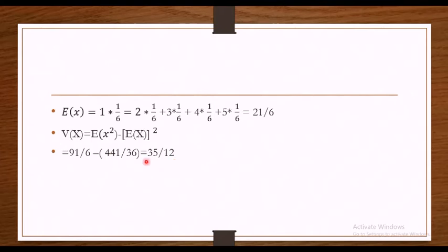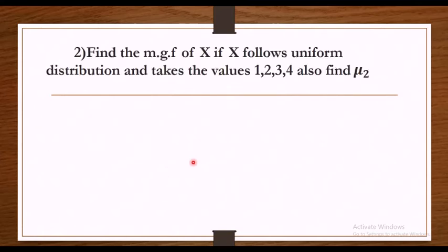So the final answer of expectation of x square is 91 divided by 6, and the final answer of variance of x is 91 divided by 6 minus expectation of x, which is 21 divided by 6, the whole square. That is equal to 441 divided by 36, which gives you an answer around 35 divided by 12. So that was the first problem. I hope you all understood it. Now we'll move on to the second problem.